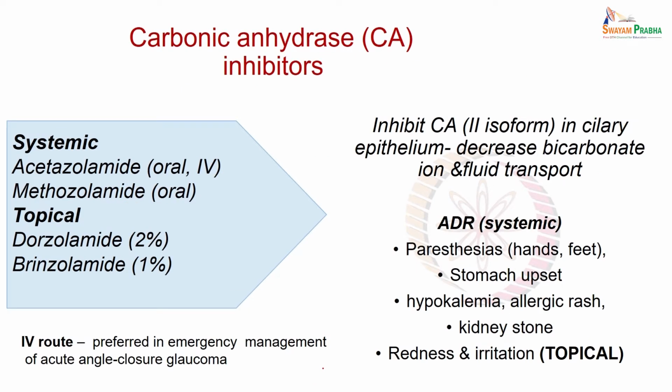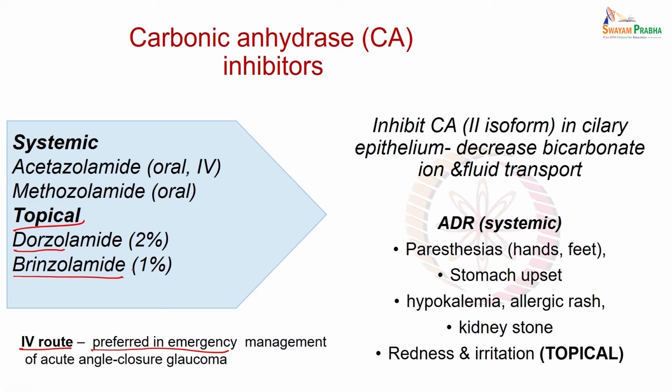The next agent is the carbonic anhydrase inhibitors. Carbonic anhydrase inhibitors are given by intravenous route in emergency cases. Otherwise, in a normal situation, the topical carbonic anhydrase inhibitors are dorzolamide 2% or brinzolamide 1%.